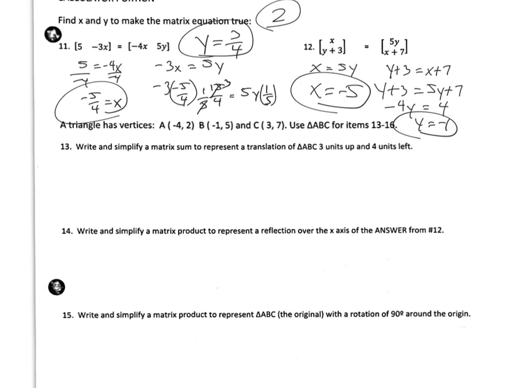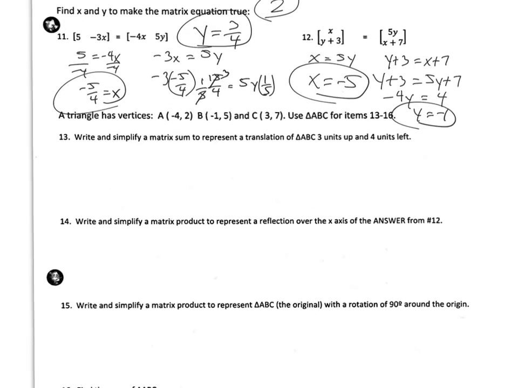All right, so now we're going to use this one triangle. You will be given the reflection and the rotation matrices, so you don't have to know that. It says write and simplify a matrix sum. So let's write the triangle as a matrix: -4, 2, -1, 5, and 3, 7. You can write it as a difference if you'd rather, but I'm going to write it as a sum. So if we're moving it 3 up, that's your y value, so the 3's are on the bottom, and 4 units left.